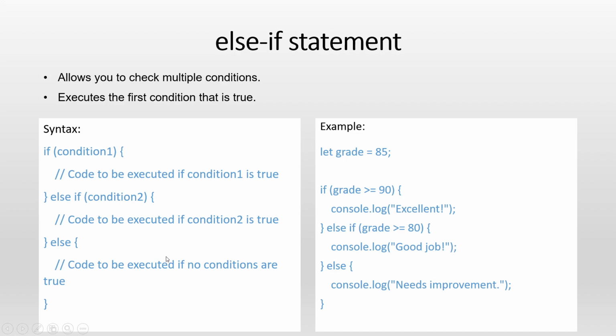If there are multiple conditions, like else if condition 3, else if condition 4, even if there are more conditions, the code won't execute further. If a condition becomes true, the code will stop executing there only. The rest of the code won't be executed. It works similar to that.